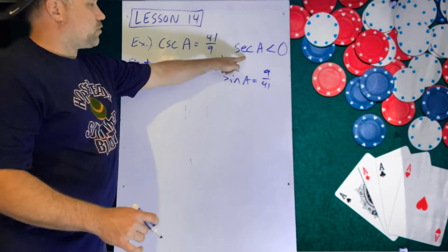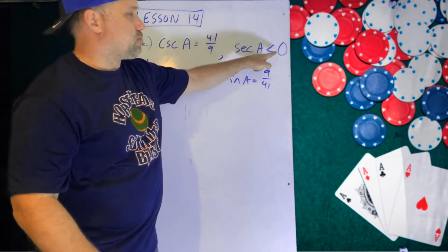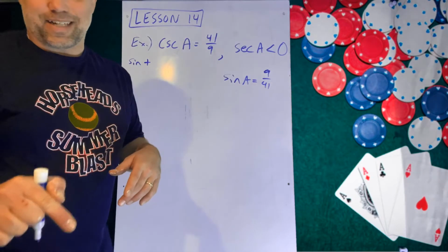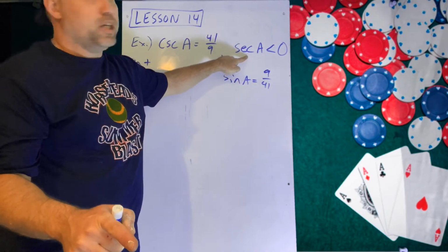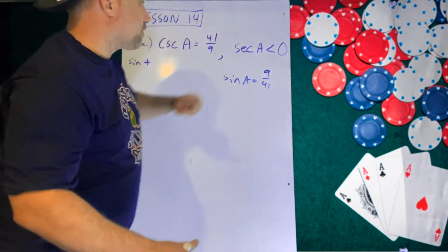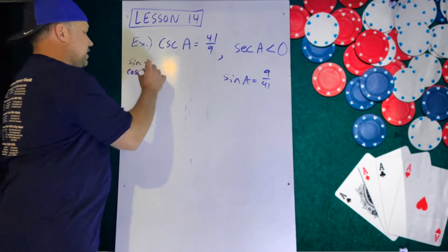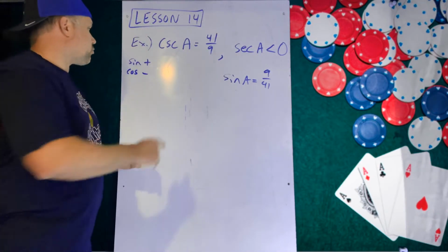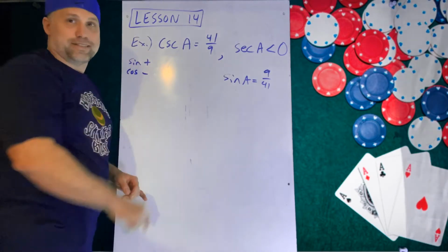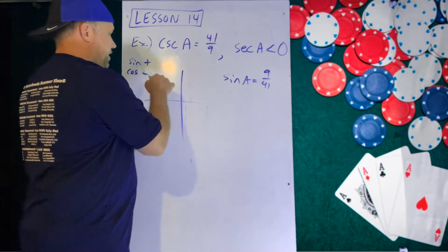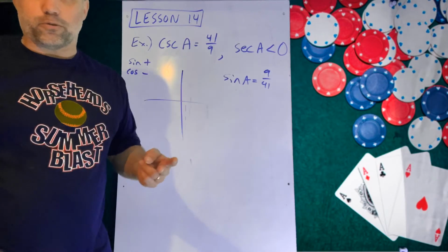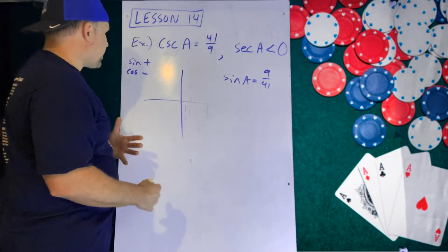But look at this clue over here. Secant is smaller than 0. Smaller than 0 means it's negative. Secant is cosine's reciprocal. So if the secant is negative, that means the cosine is negative. So I'm looking for a place where sine is positive and cosine's negative. What quadrant is that? That's going to be the S quadrant again, quadrant 2. So that's how I've established where I am.